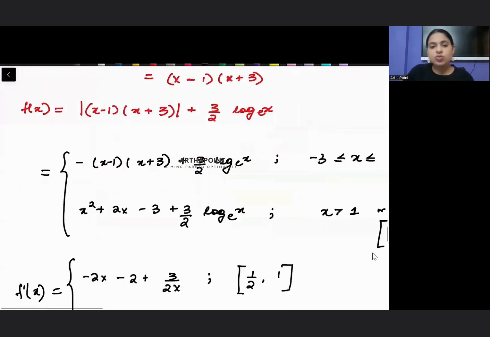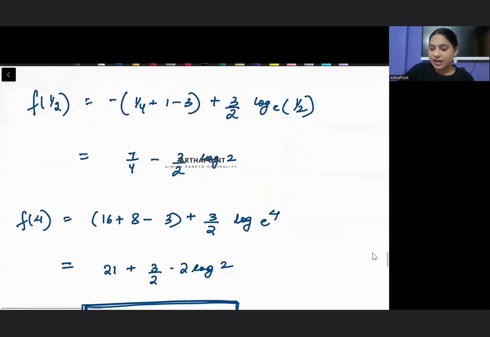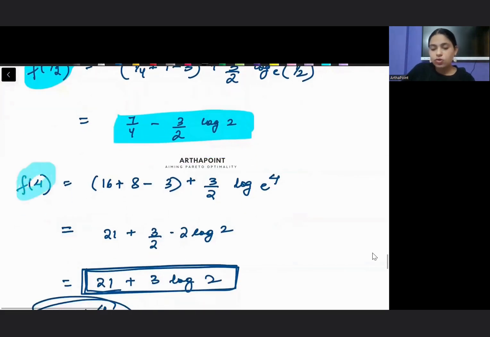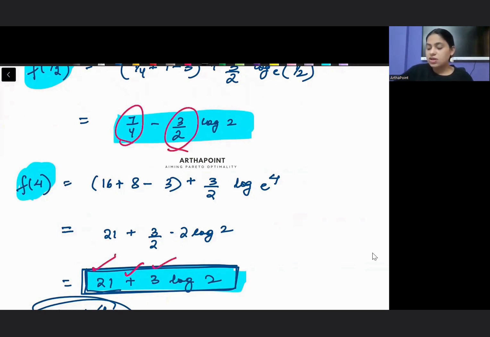So now if you go ahead and evaluate the function at half, you will get the value of the function as 7 by 4 minus 3 by 2 log 2. And when you evaluate the function at 4, you will get the value as 21 plus 3 log 2, right? And it is absolutely clear to us that this is getting added. This is 7 by 4, this is 21, this is 3 by 2, this is 3, and both have log 2. So clearly f of 4 is greater than f of half.